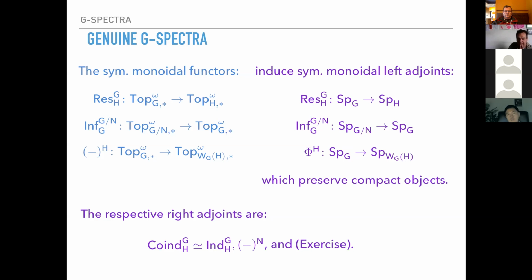Okay, so these functors are our friends. They relate all these different categories. They're very well behaved. And part of our goal is to use them to prove theorems.